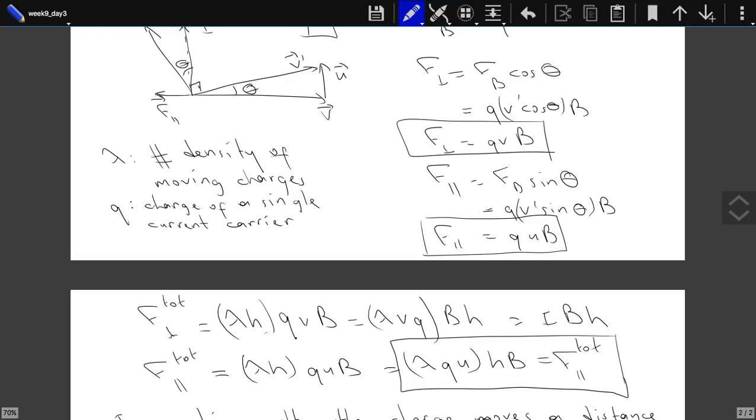You see, there is a force. Not all forces do work. This is just the force.